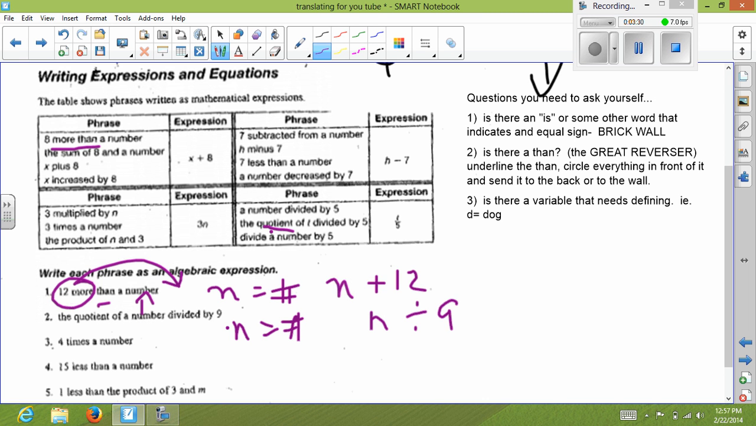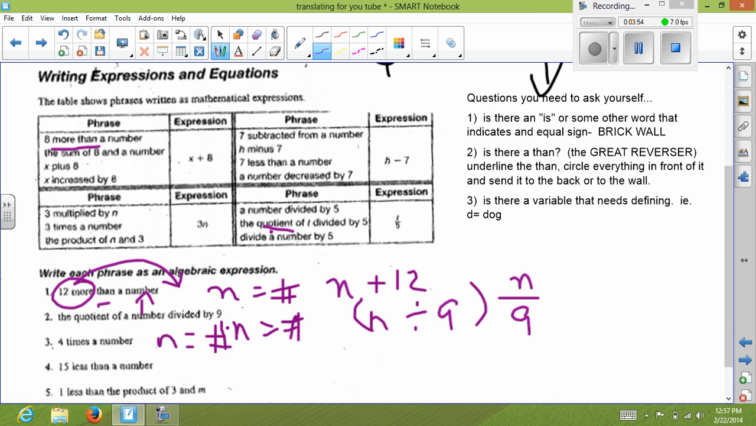But a different way to write this would be a number over 9, because remember, all fractions mean divide. Because it says the quotient of a number, sometimes people will write it like this, because that word "of" sometimes also indicates parentheses. The next one, 4 times a number: is there an "is"? Nope. "Than"? No. A variable? Yes.